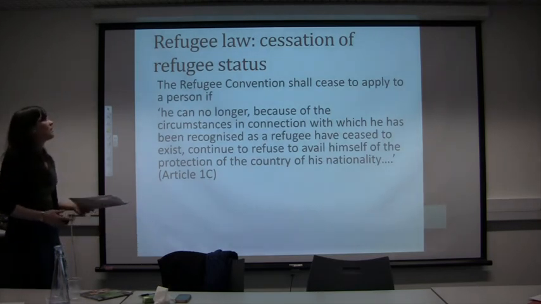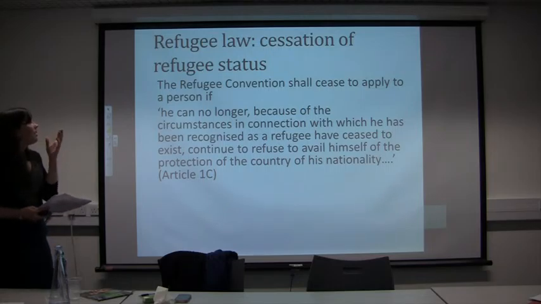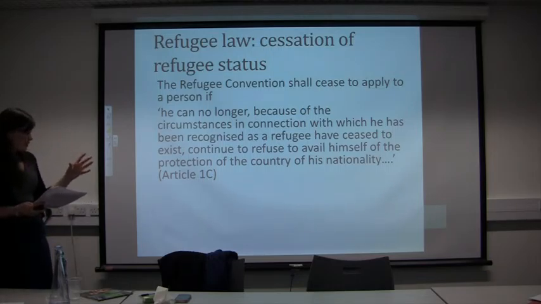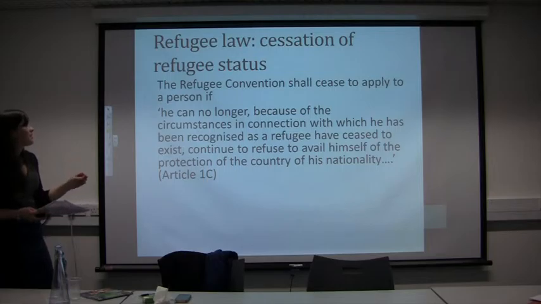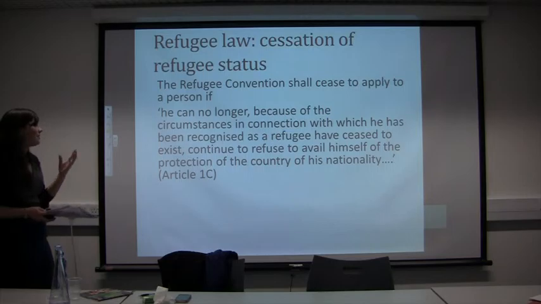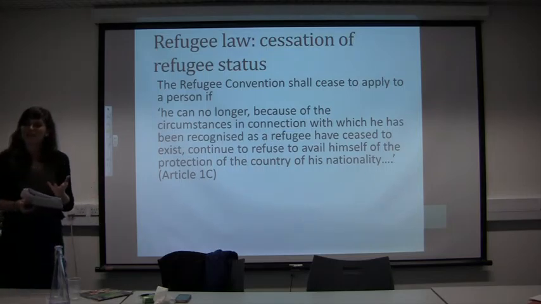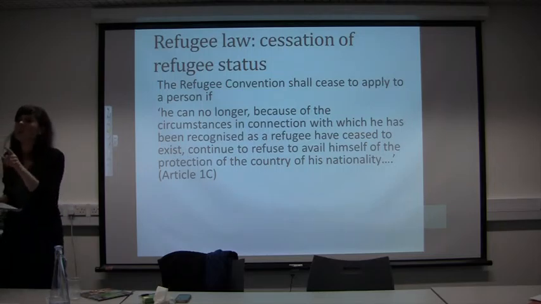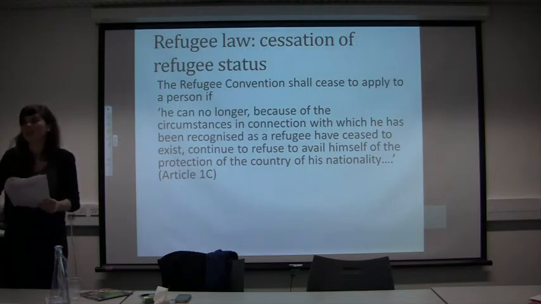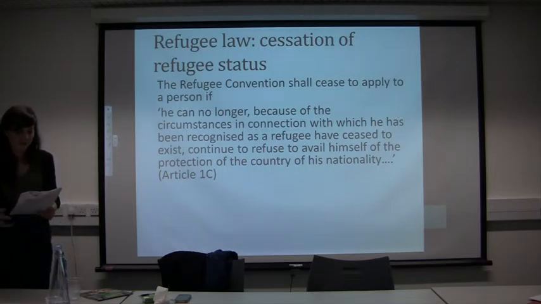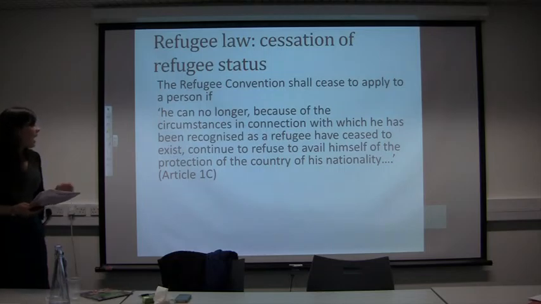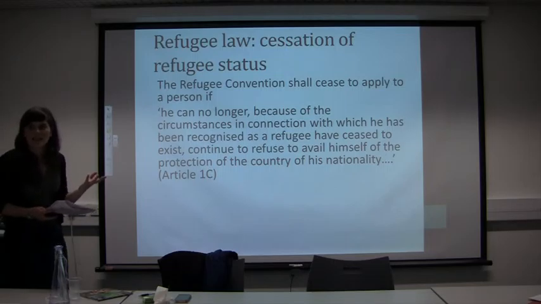Even though the Refugee Convention says that people are no longer refugees if the circumstances in connection with which they have been recognised as refugees have ceased to exist. Basically, a person is no longer a refugee if the reasons why they left are no longer applicable. So if you've left because of persecution and there's no longer persecution, then it's argued that you can go back and you're no longer a refugee. However, this is not a test that's easily satisfied.